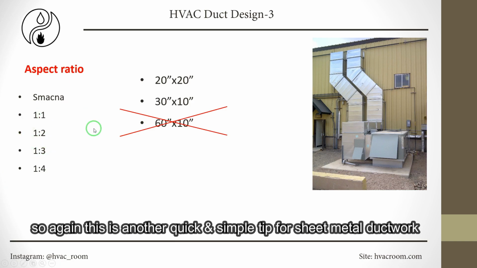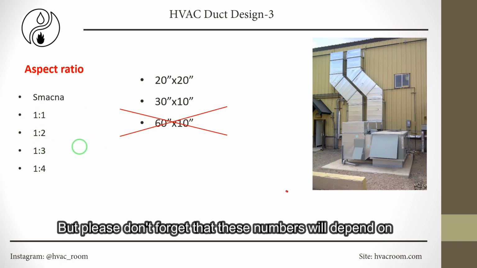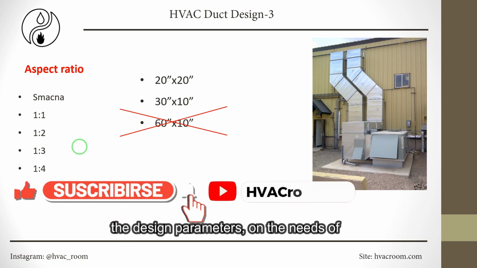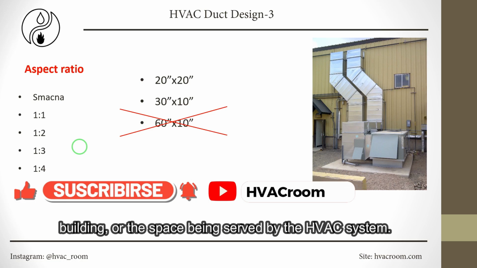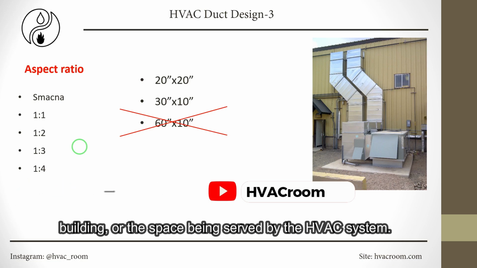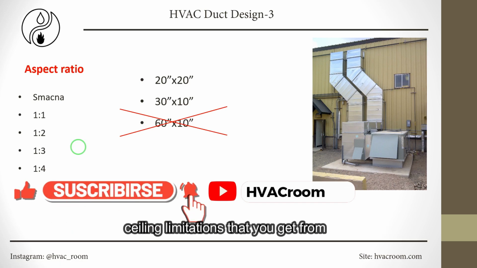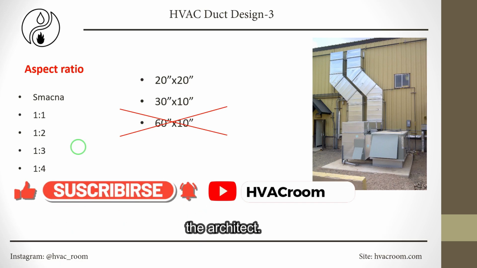So again, this is another quick and simple tip for the sheet metal ductwork. But please don't forget that these numbers will depend on the design parameters, on the needs of the building, or the space being served by the HVAC system. And the main item here, again, is the ceiling height and the ceiling limitations that you get from the architect.